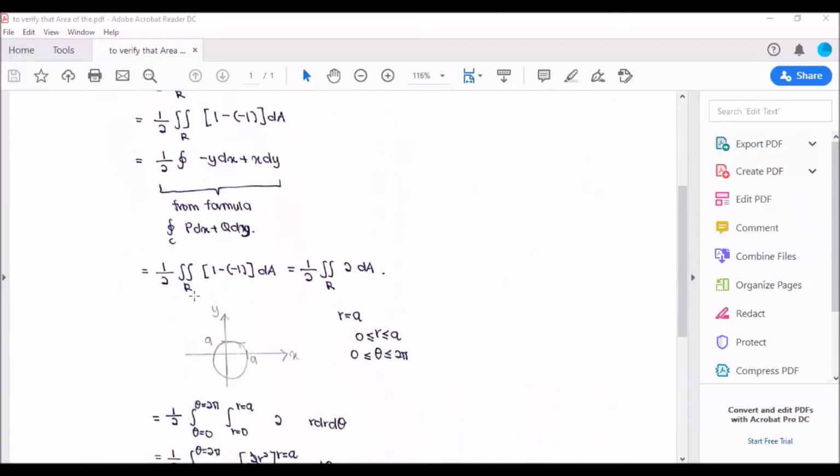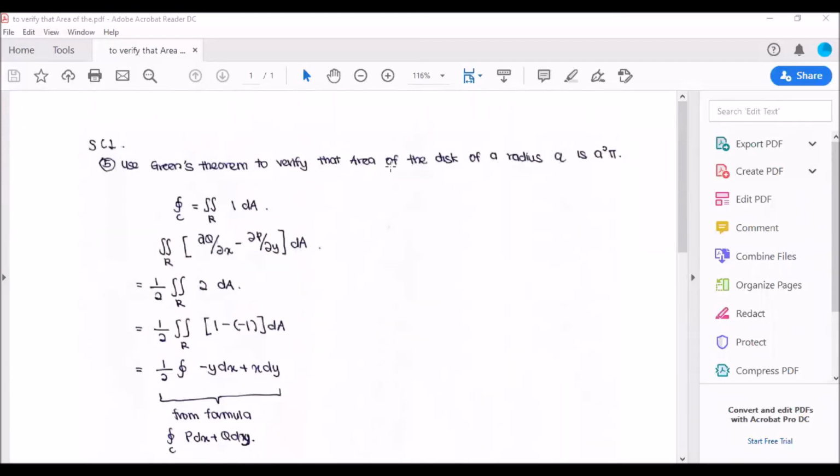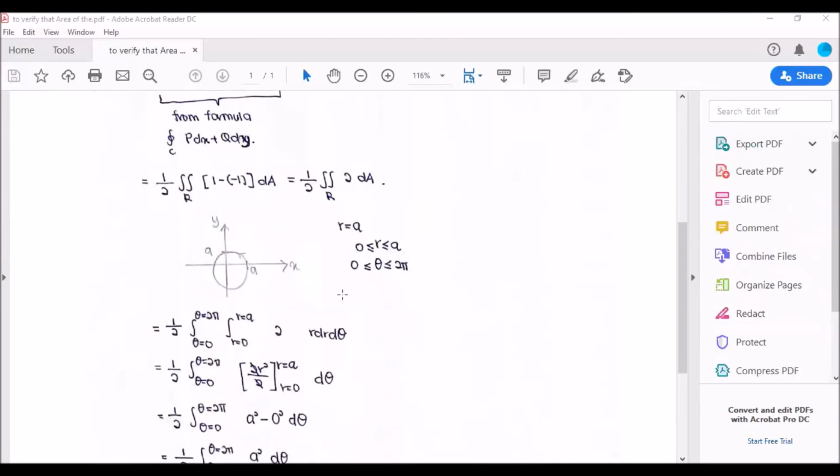From the question, they said that the region is a disk with a radius of a. So a disk is actually a circle and the radius is a. We want to use polar coordinates for this because this is a circle. When we see a circle, we straight away think that we need to use the polar coordinate formula. So the things we must have are the radius and also theta, so we need to make a region for radius and theta.